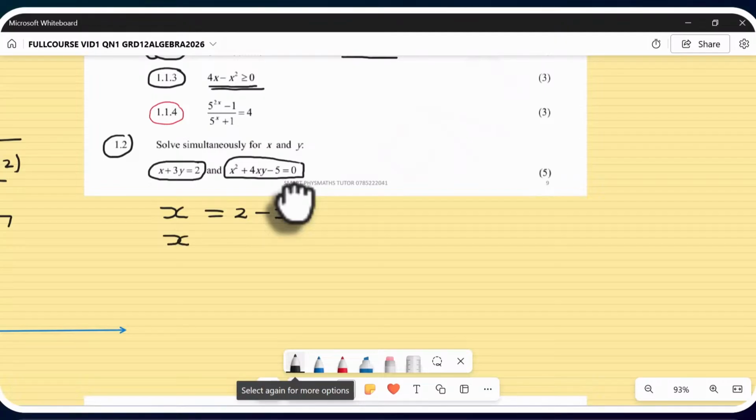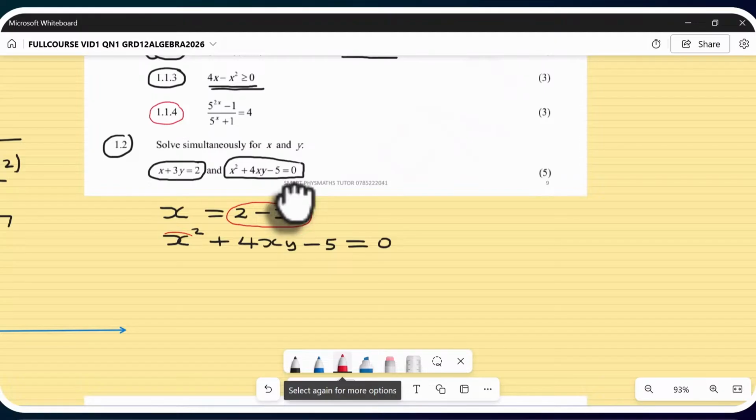So here we go. We're going to have now our x, which is the 2 minus 3y bracket squared. And then plus the 4y, open brackets here, 2 minus 3y, okay, close bracket, then minus 5 equals to 0.